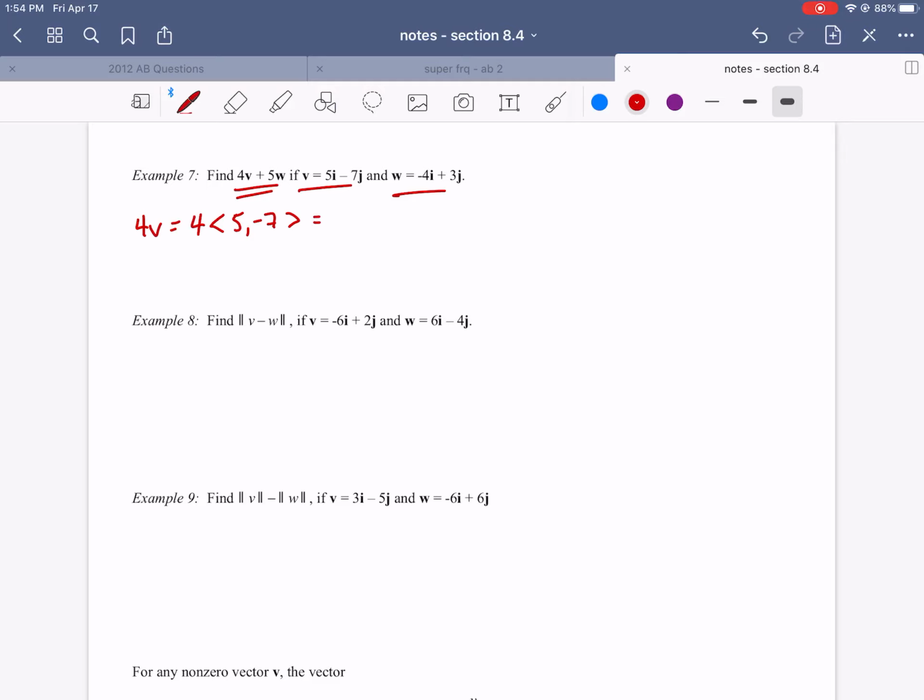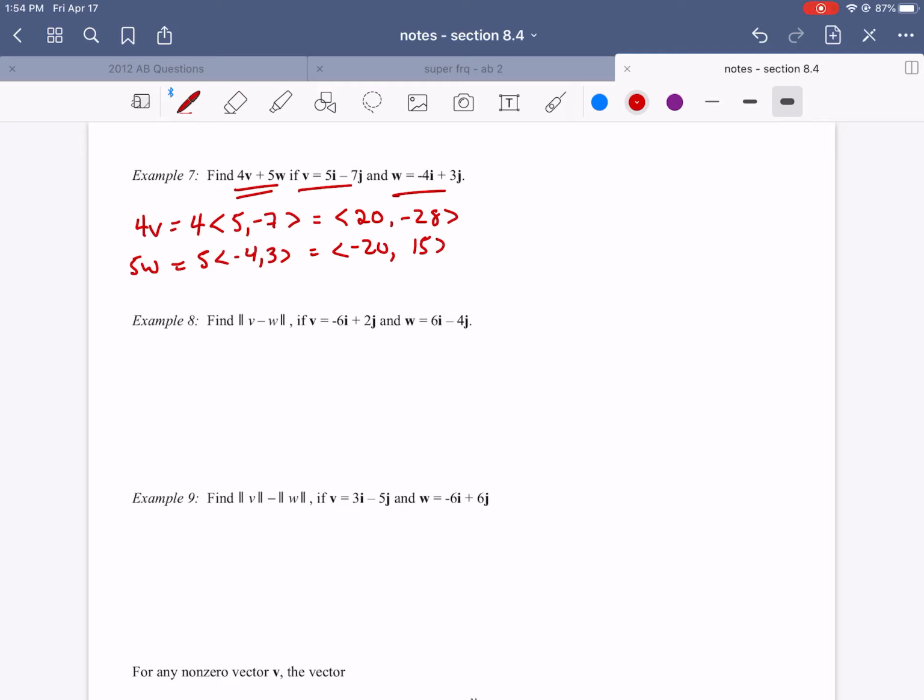And when we multiply a vector by a scalar or by a constant, we just multiply both components by that constant. So the first component is going to be 4 times 5, which is 20. And the second component will be 4 times negative 7, which is negative 28. Okay, then I am going to find what 5w is, and 5w is going to equal 5 multiplied by the vector negative 4 and 3, which is going to equal 5 times negative 4, which is negative 20, and 5 times 3, which is 15.